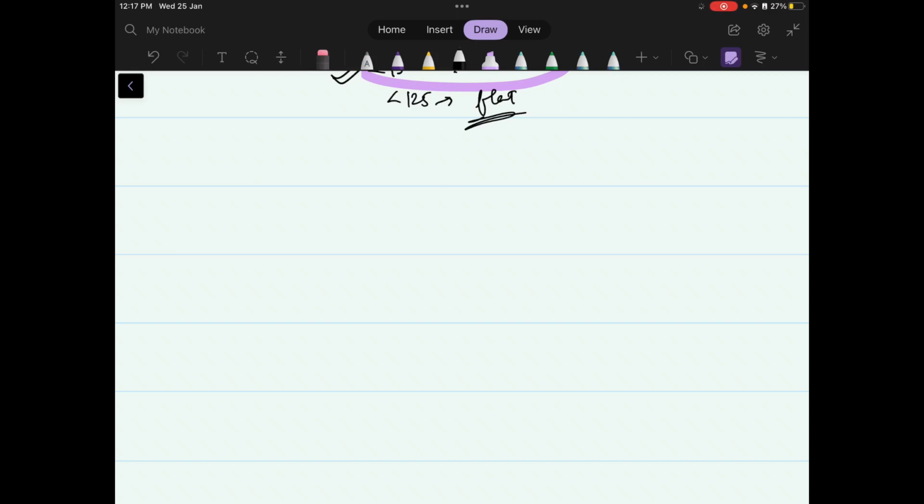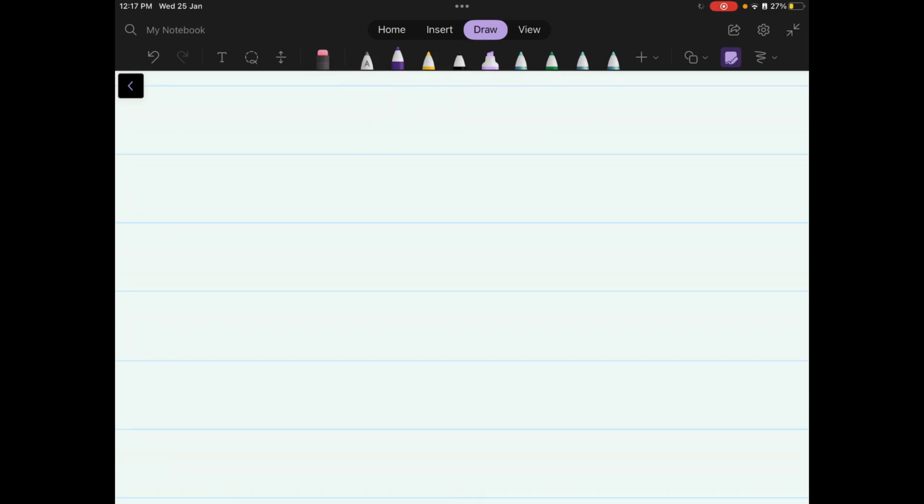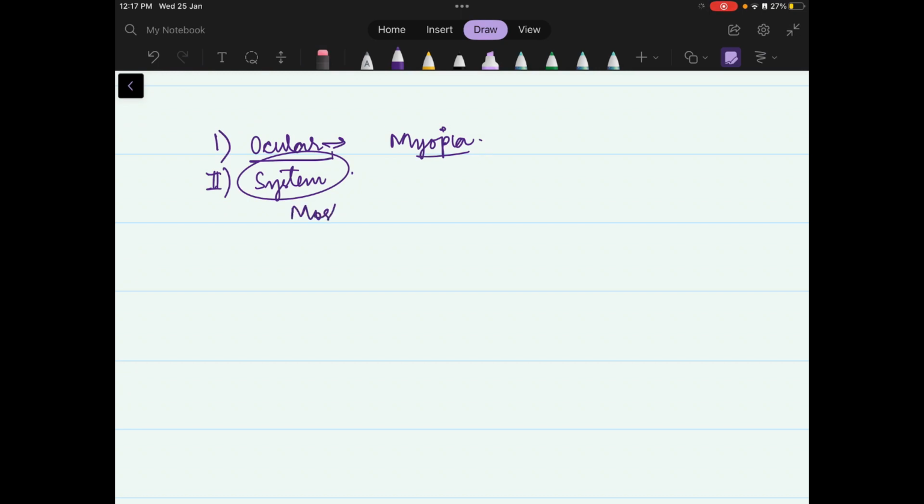Now what are the associations of retinitis pigmentosa? First, ocular associations along with RP: there could be myopia, open angle glaucoma, and keratoconus. Second, what are the systemic associations? Most cases are isolated, meaning there is no systemic illness, and such cases we call retinitis pigmentosa non-syndromic, or simple retinitis pigmentosa. Am I clear?